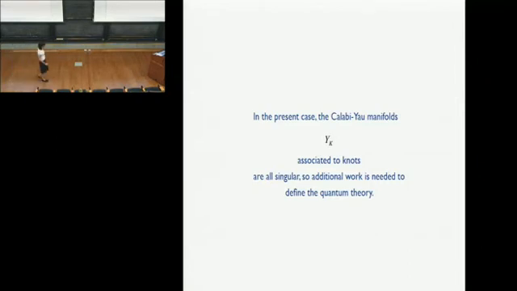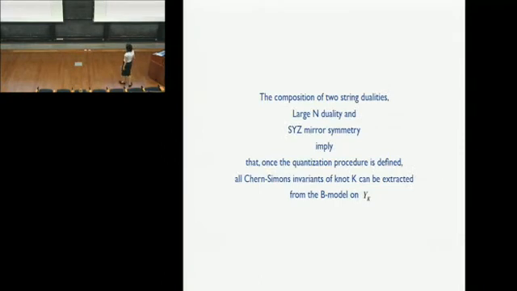Now, in the present case, all the Calabi-Yau manifolds that you get associated to more complicated knots are actually singular. So you need to do additional work in defining what you mean by the quantum theory on this. But that doesn't change the fact that the composition of two string dualities, this large N duality and mirror symmetry, implies that once you can actually define the quantum theory on this, all Chern-Simons invariants of the knot should be extractable from the B model on this Calabi-Yau.